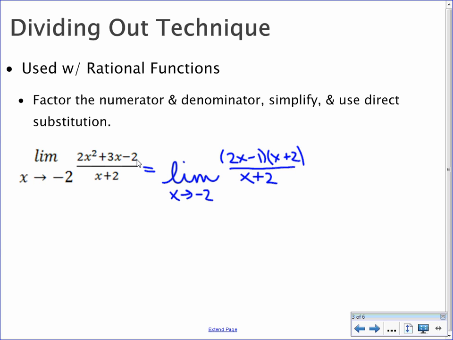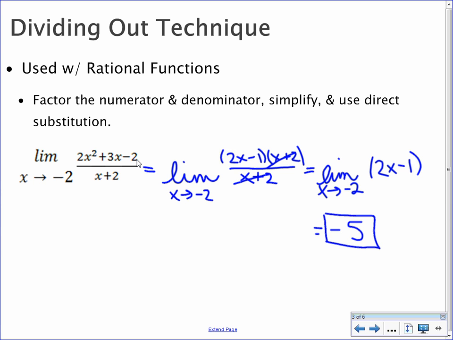Agree? Alright, so now our x plus 2's cancel, which means we have a hole there, and now we have the limit as x approaches negative 2 of 2x minus 1. Can we now use direct substitution? Alright, I am now evaluating our limit. I no longer have to write the limit as x approaches negative 2, because we plug in negative 2 and we get negative 5, which is what Davis came up with using his little method.